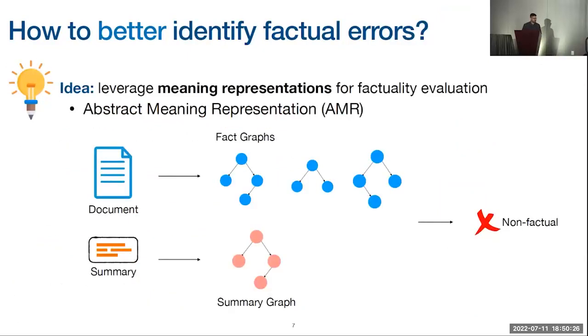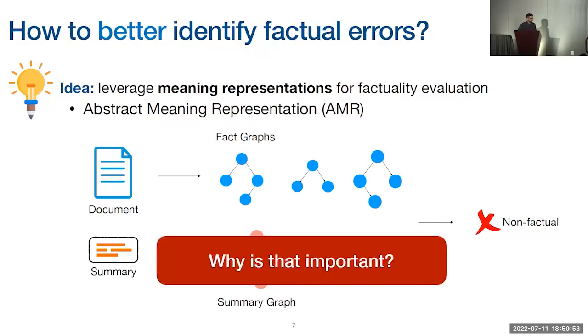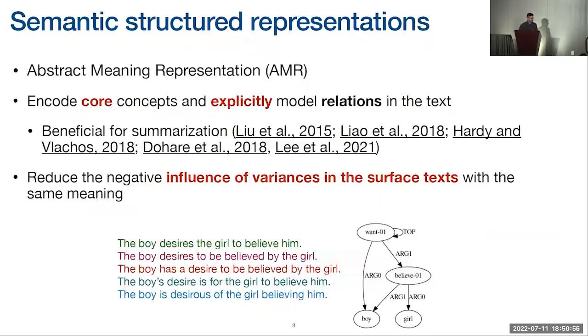So here we are interested in how to better identify factual errors, and we aim to use meaning representations for factuality evaluation. In particular, we explore abstract meaning representation, which is a semantic formalism that encodes the meaning of a sentence. The idea is extracting those semantic graph-based representations from the document and summary and leveraging them to identify if a summary is faithful or not. And why is that important? Well, semantic structure representations encode core concepts and explicitly model relations in the text.